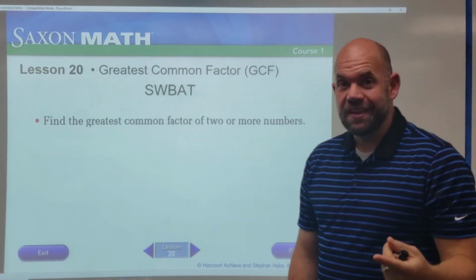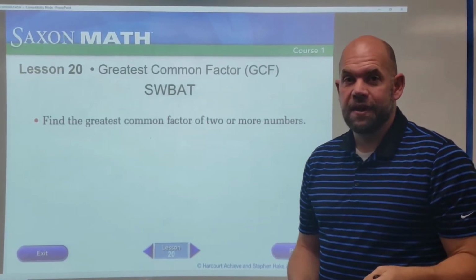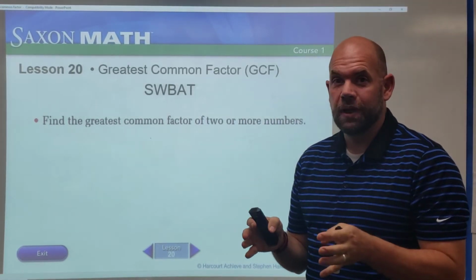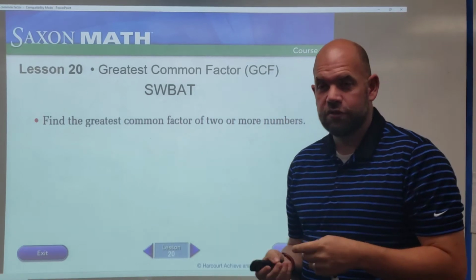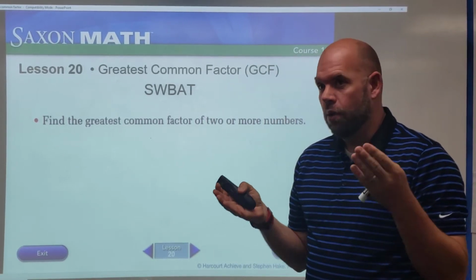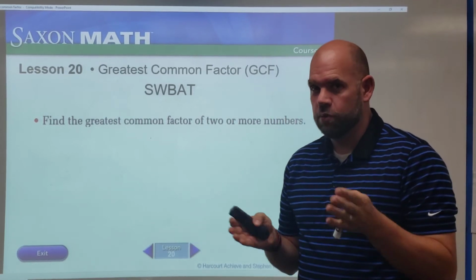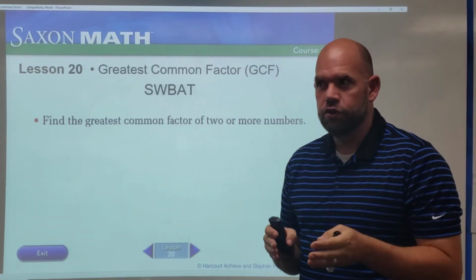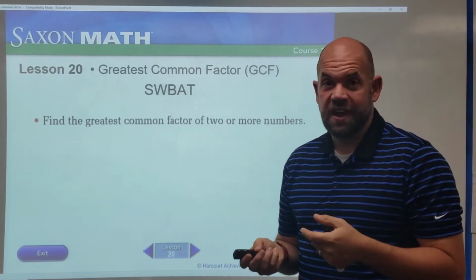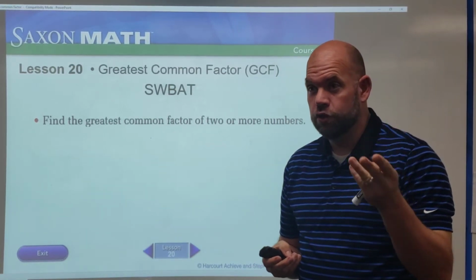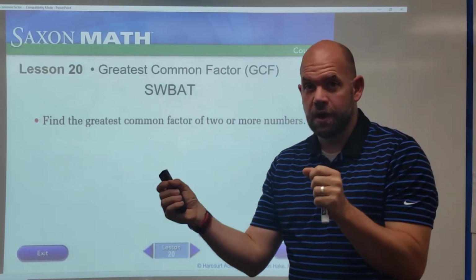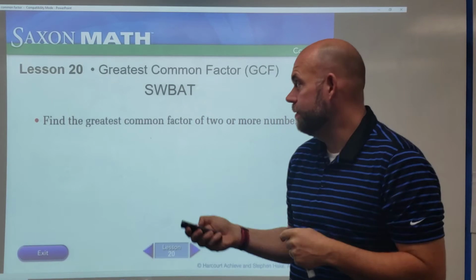Now, in our last lesson, we looked at how to identify the factors of any number. Remember, factors are any numbers that you can multiply to create a different number. So, for example, the factors of 6 would be 1 and 6, because 1 times 6 is 6, and 2 and 3, because 2 times 3 is 6. So 6 has 4 different factors: 1, 2, 3, and 6. Today we're going to look at 2 different numbers and finding the greatest common factor.